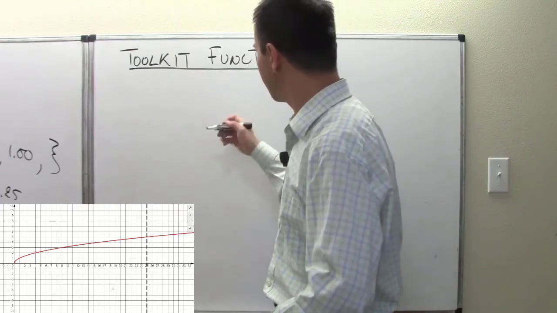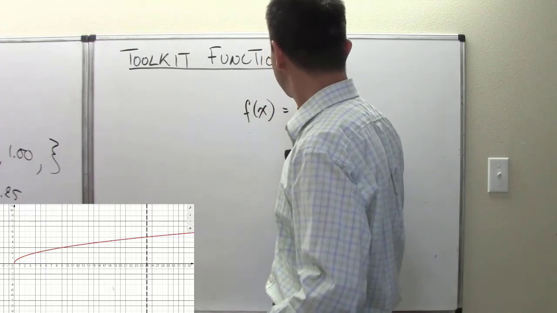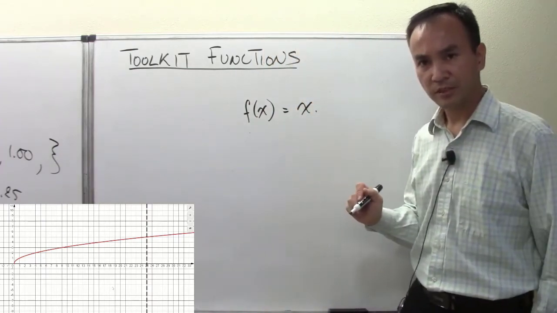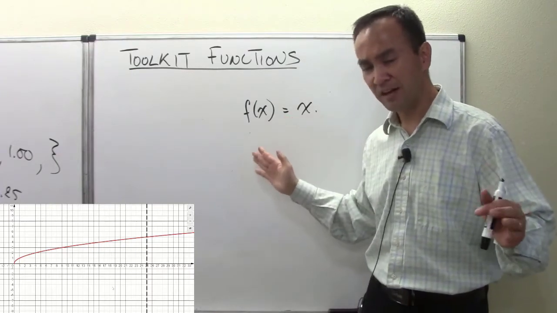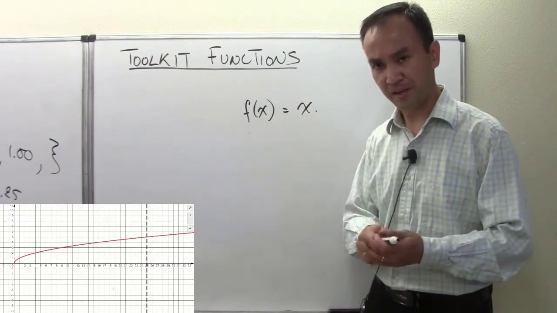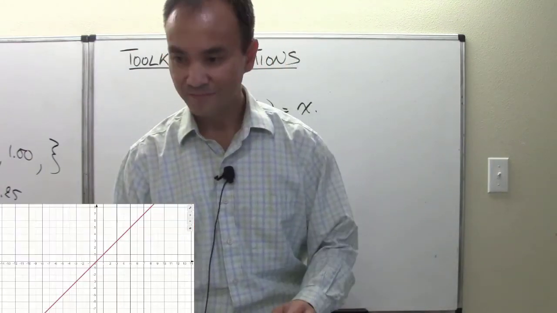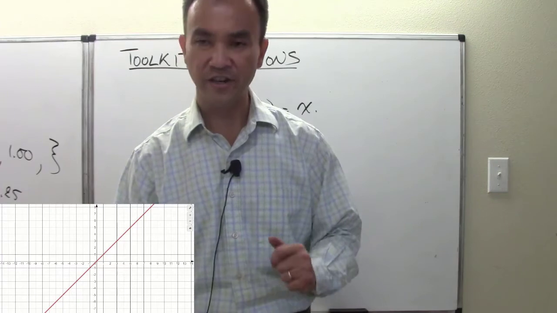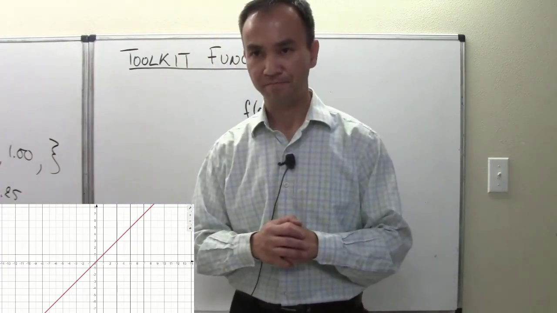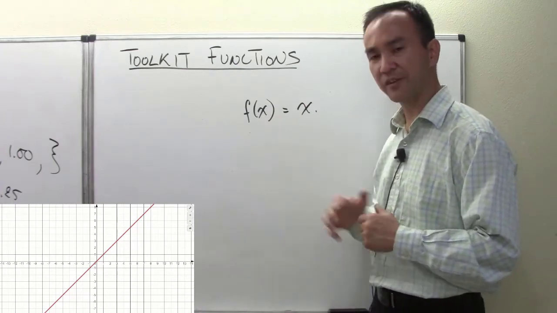Okay, so now let's look at this function, f of x equals x. For a problem like this, I call it the identity function. All right, so this is the graph for our identity function here. That's the graph for f of x equals x. This is the toolkit function that you're seeing.